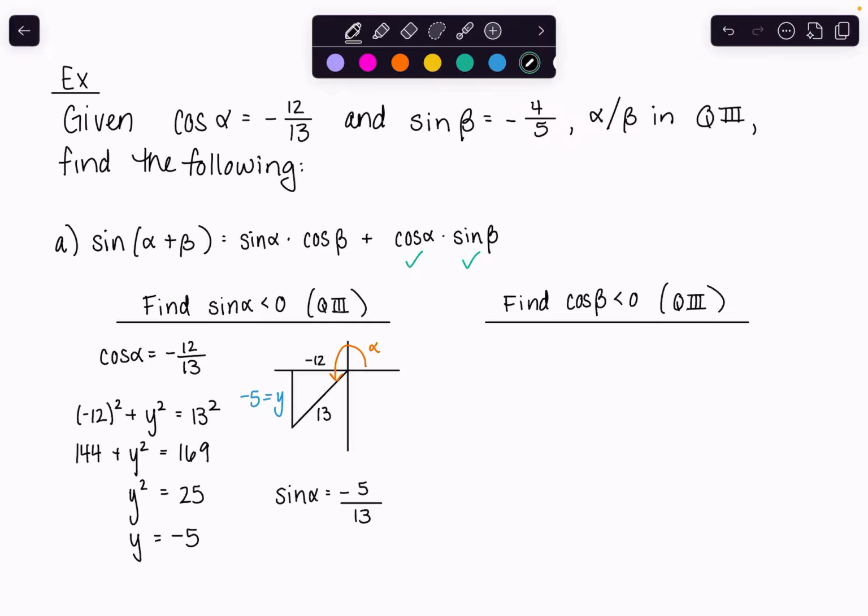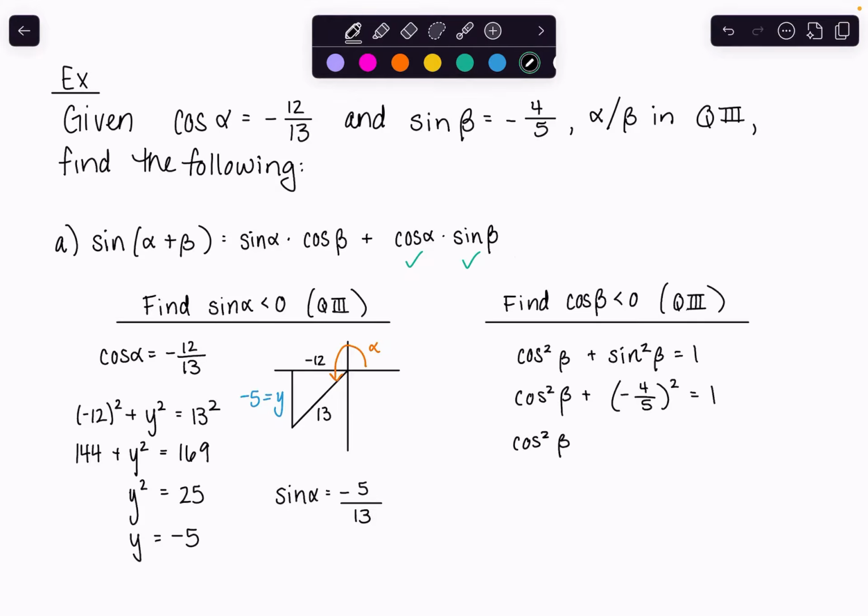To find cosine of beta, I'm going to use now the opposite. I'm going to do the Pythagorean identity. So cosine squared of an angle plus sine squared of an angle equals 1. And then we know what sine of beta is. That's negative 4/5. So again, you could totally make a triangle here. You don't have to do it this way. You also can totally use the Pythagorean identity for this one.